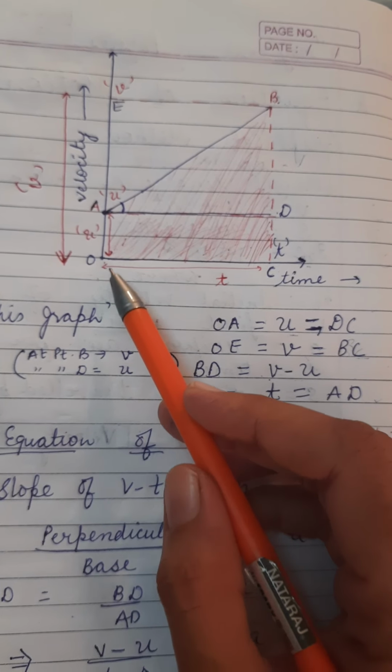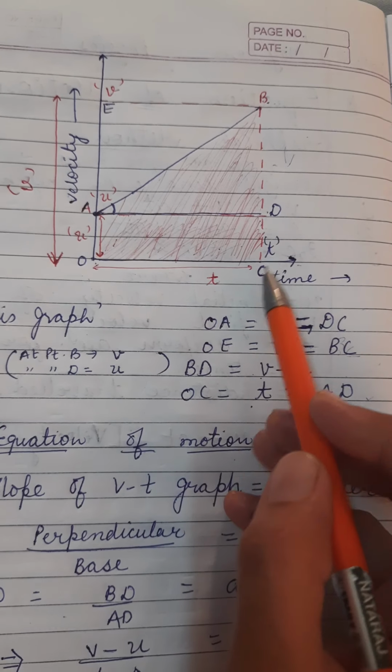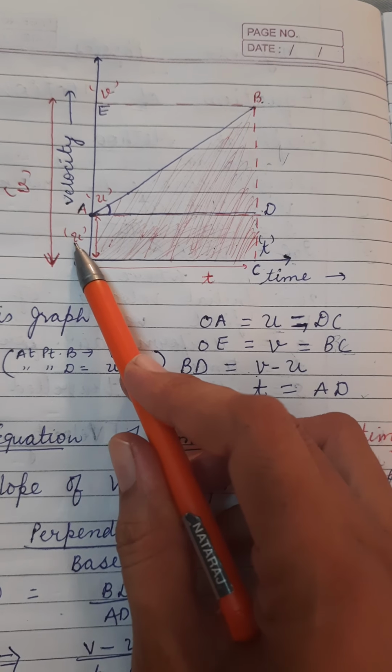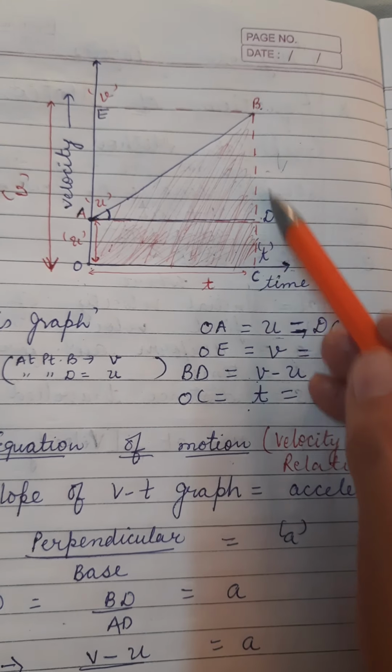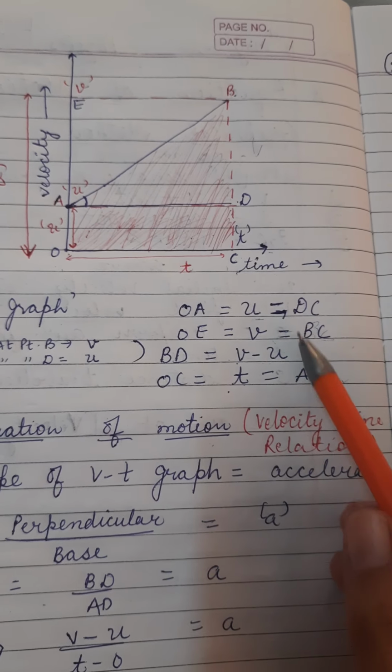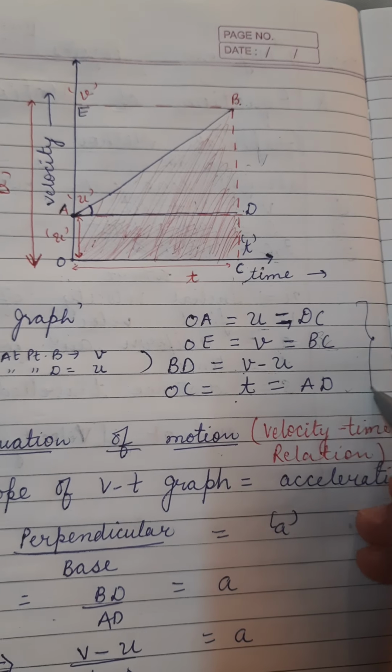You can calculate from the graph. OA is u, CD is also u in terms of velocity, OC is t, AD is also t, BC is v, but BD is v minus u. These are the values written here.